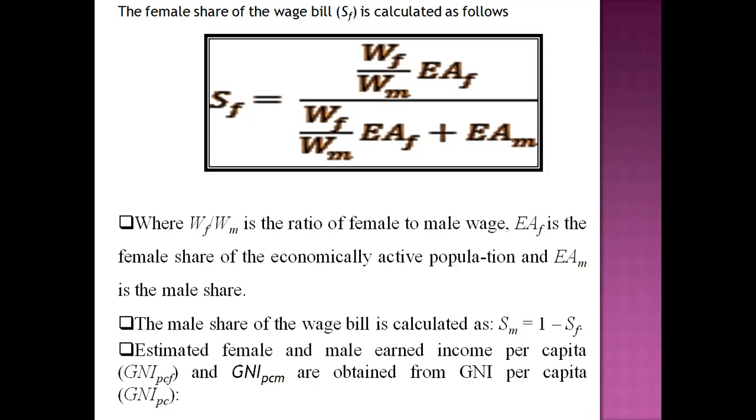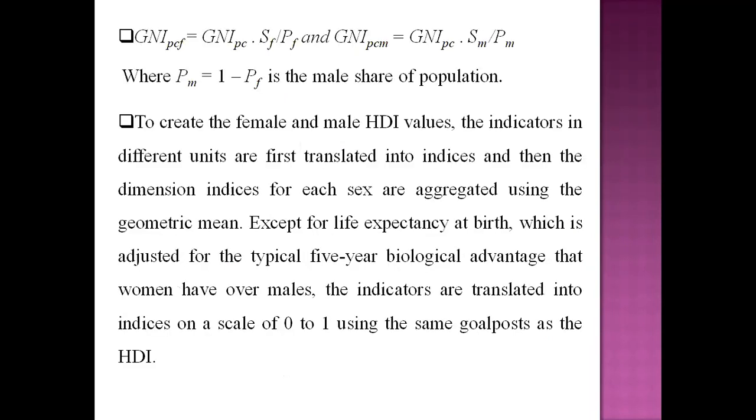So the estimated female and male earned income per capita, that is GNI PCF. This is the per capita income of female, and GNI PCM is the per capita income of male. Okay, we'll go to the next page.